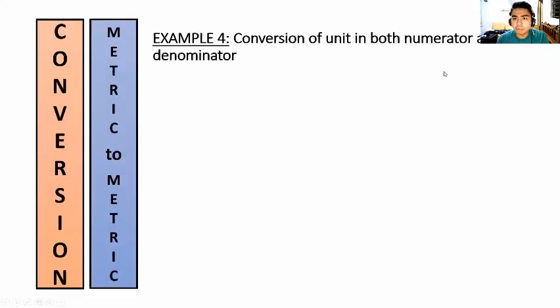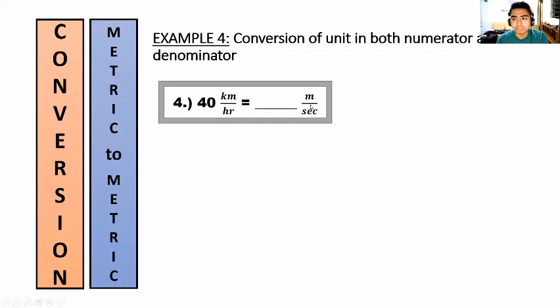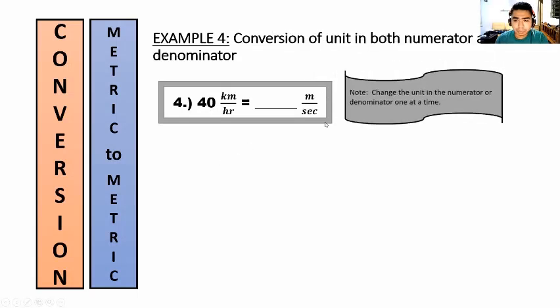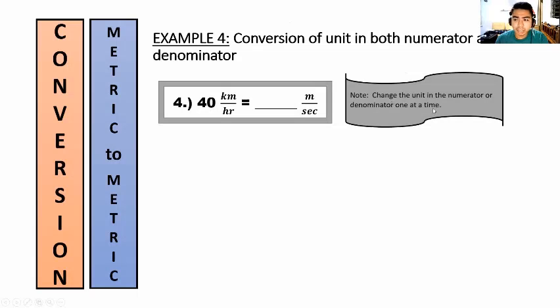Okay, example number 4, we have conversion of unit in both numerator and denominator. So we have, okay, so 40 kilometers per hour is equal to how many meters per second? So mapapansin nyo, dalawa na yung ating unit dyan. Okay? Doon sa numerator at sa denominator. So we have distance and time. Makikita nyo siya. Okay, so note, change the unit in the numerator or denominator one at a time.